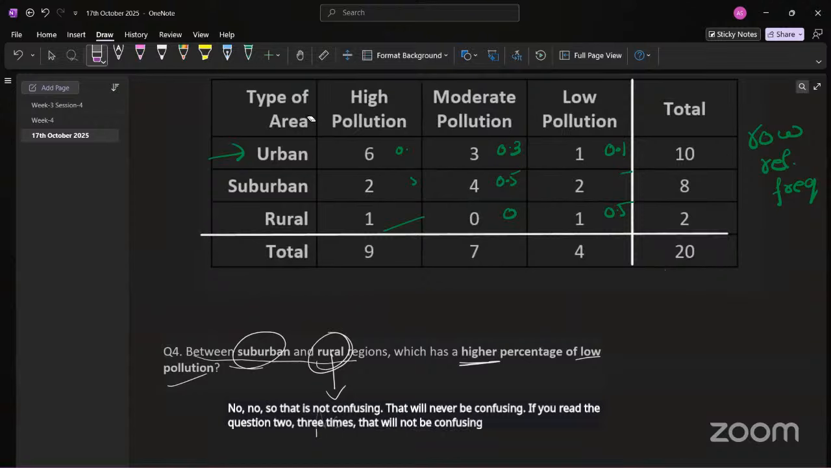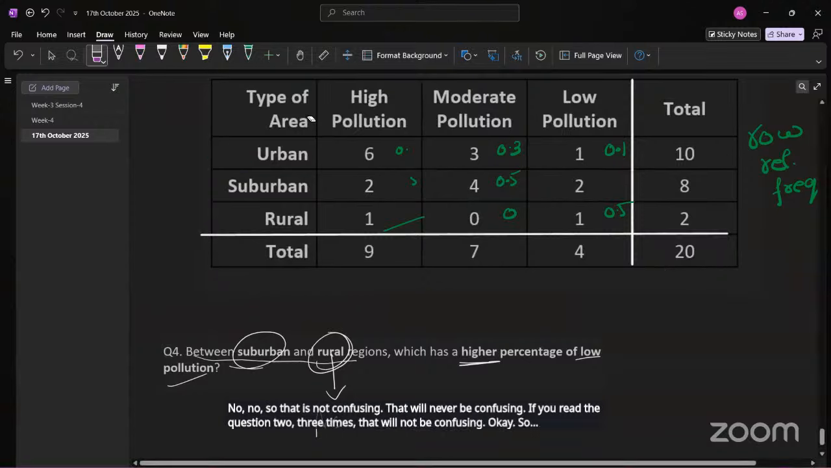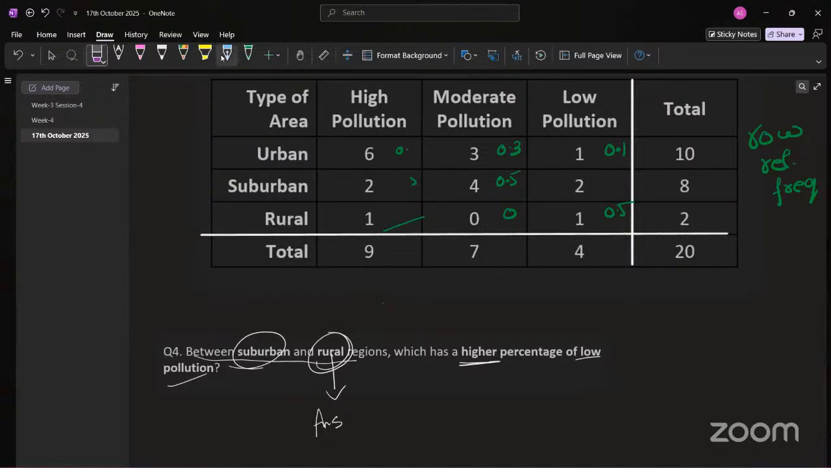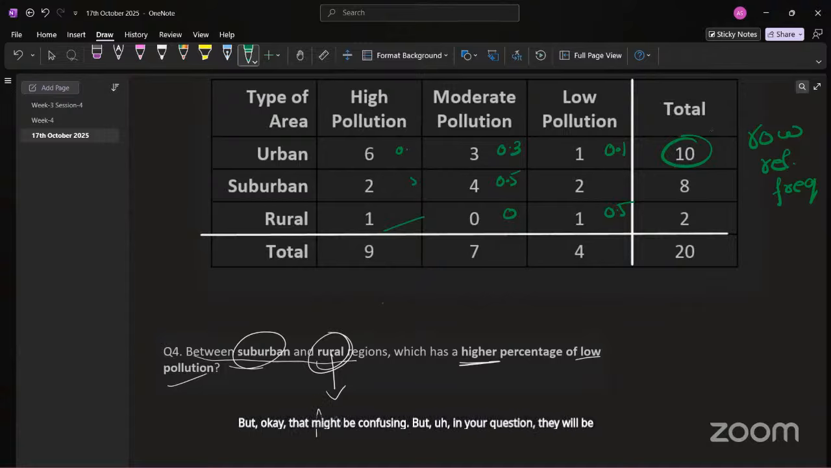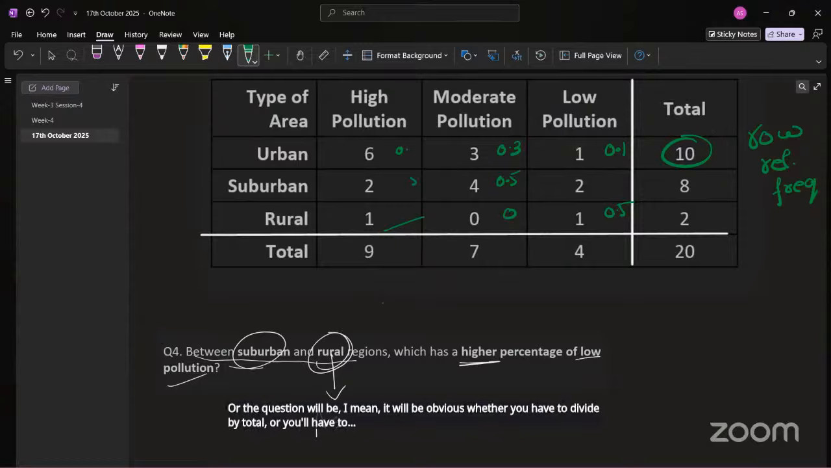Sir, that question, the total one, can you explain how we can understand that? Okay, that might be confusing. But in your quiz one, it will be clearly mentioned, or there will be some hint. The question will make it obvious whether you have to divide by the total, or by the row relative frequency or column relative frequency. But for row relative and column relative, it will never be confusing.